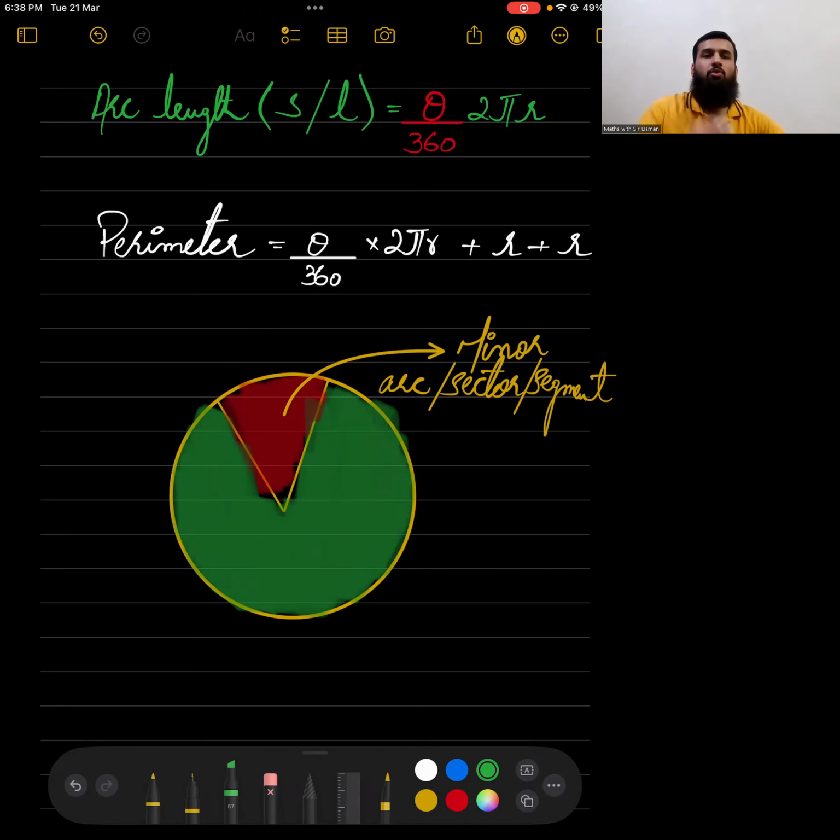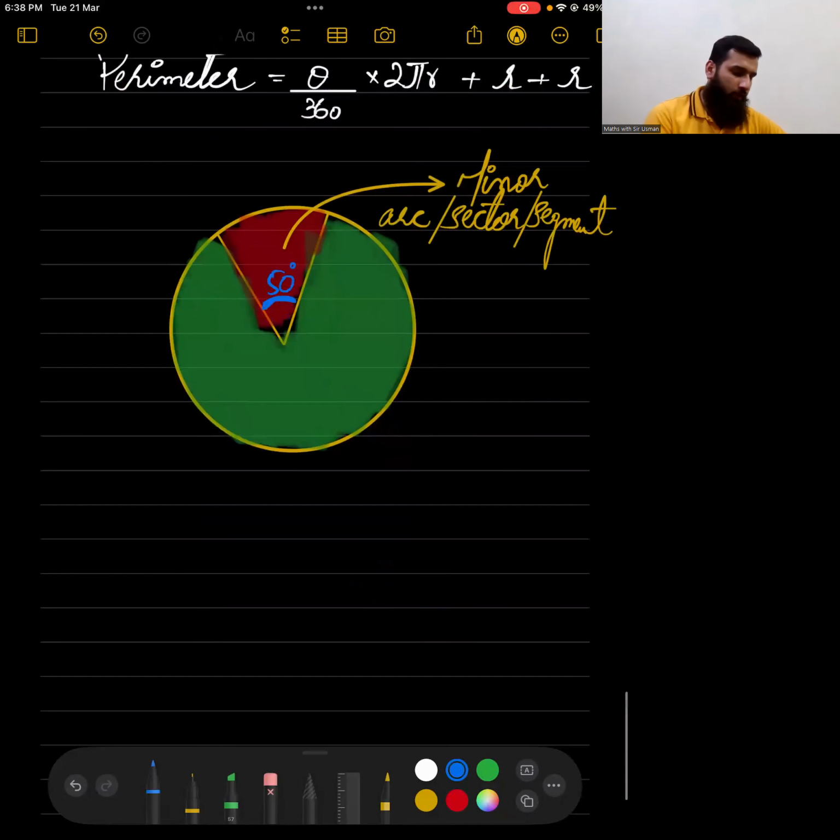Now what we are going to do here is use the exact same logic, the exact same formula, but the only difference is going to be the angle. Like if I have an angle of 50 degrees over here, and I am trying to find the area of the minor arc, then the area of the circle is pi r square.